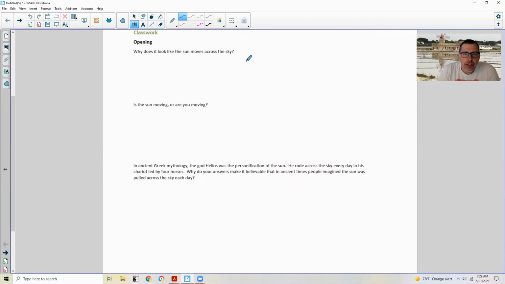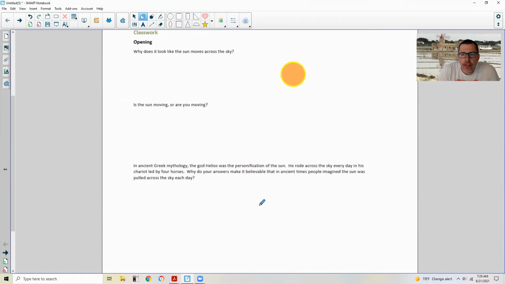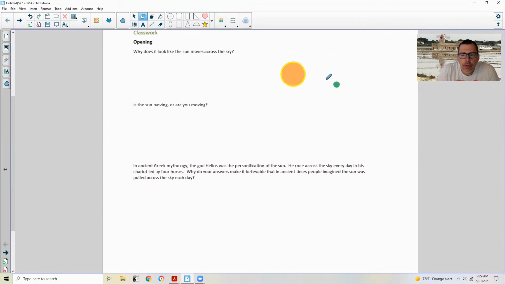Well, the reason it appears that the sun moves across the sky is because if I drew a circle, let's make it orange with a yellow line, okay? So here's the sun. And then if I do another circle and call that the Earth, like so, okay, the Earth rotates. For the Earth to go around the sun one full rotation takes 365 days and a quarter. And that's why we have leap year every 4 years.